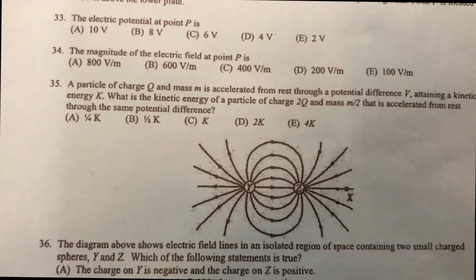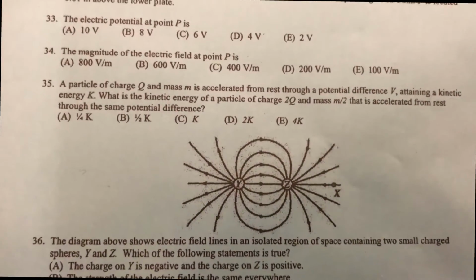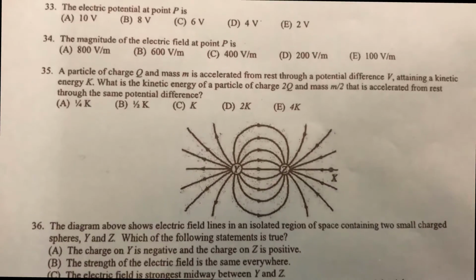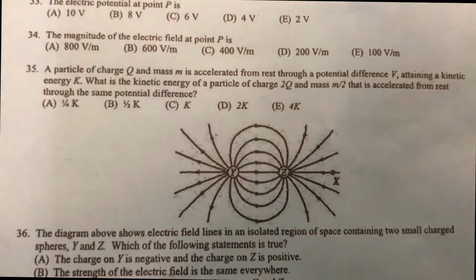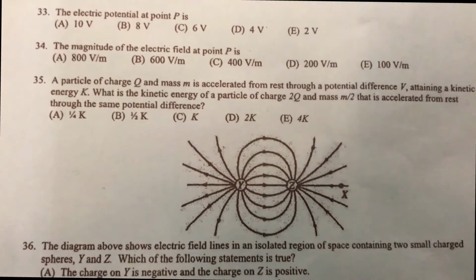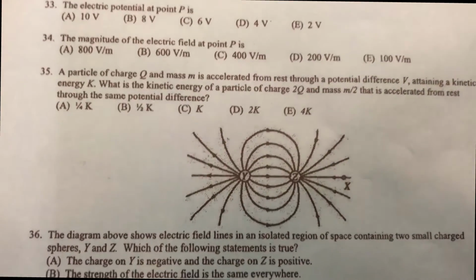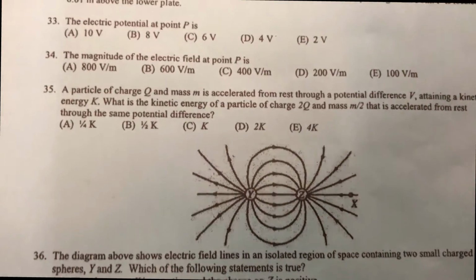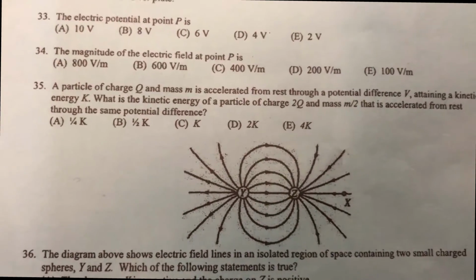So for 35, a particle of charge Q is accelerated from rest through a potential difference V. If the charge is doubled and the mass is halved, the potential difference will be the same, because the mass does not affect the potential difference.